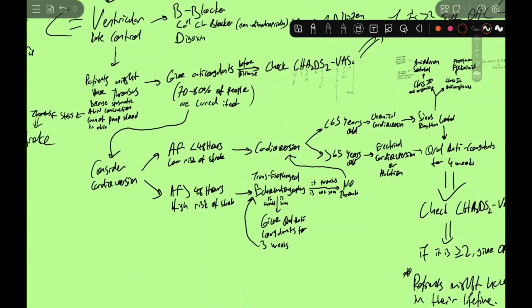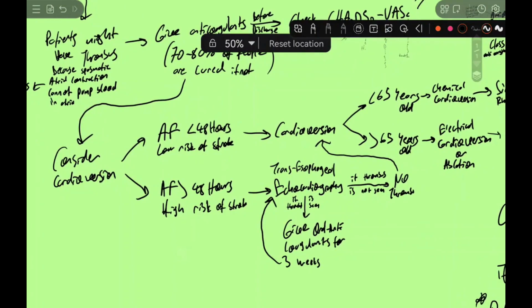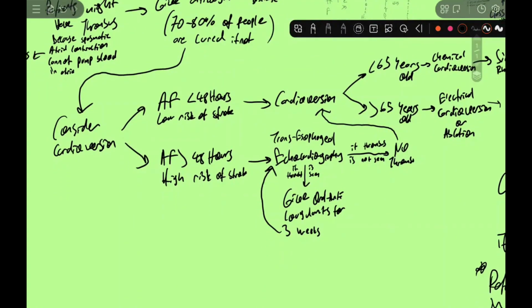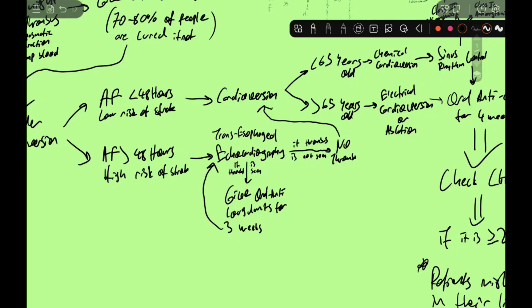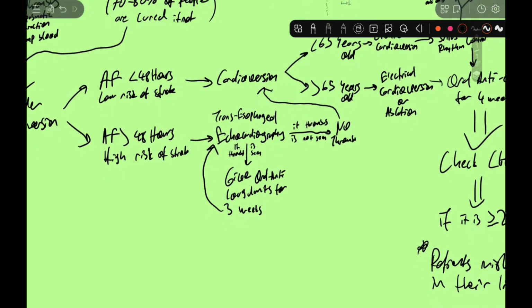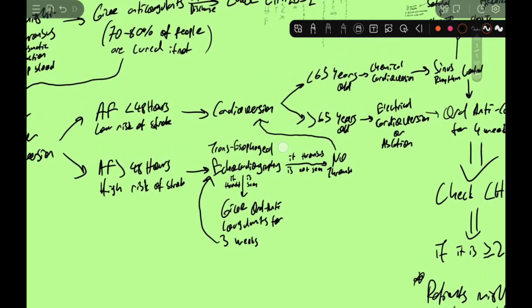So let's go back to the patients which are not cured. So we usually consider cardioversion, and before doing it, we should first check if the patient has the atrial fibrillation for more than 48 hours or not, and risks of stroke. If the patient has the AFib for more than 48 hours and high risk of stroke, we usually do transesophageal echocardiography, TEE. And if we see a thrombus, we give oral anticoagulants for 3 weeks, and then we do TEE again. If you do not see thrombus again, we consider cardioversion.